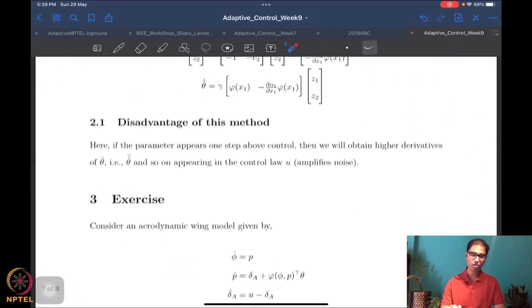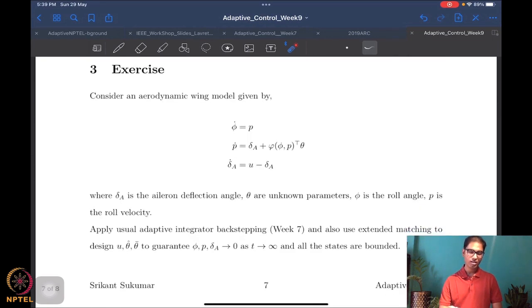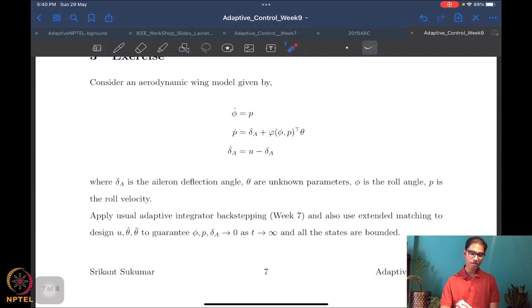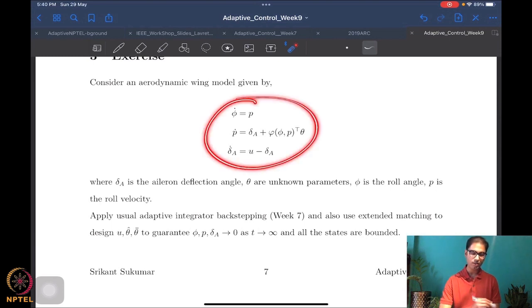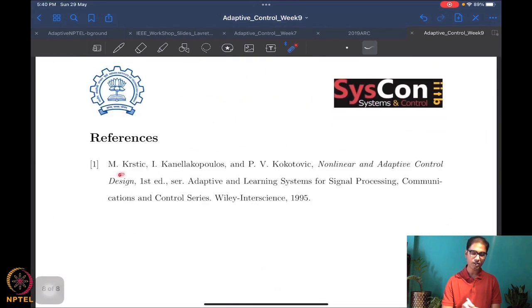And as you go to control which is lower and lower below the unknown parameter in the dynamics, the theta cap double dot, triple dot, and then multiple higher derivatives of theta cap will start to appear. All right. So keep this in mind. This is a nice exercise, and I recommend that you do this. This is an aerodynamic model for a wing, and you want to try to use the typical integrator backstepping and also the extended matching method in order to do a stabilization of this model. So this is the reference for this set of lectures, and very, very useful. So I strongly recommend that you look at these notes.